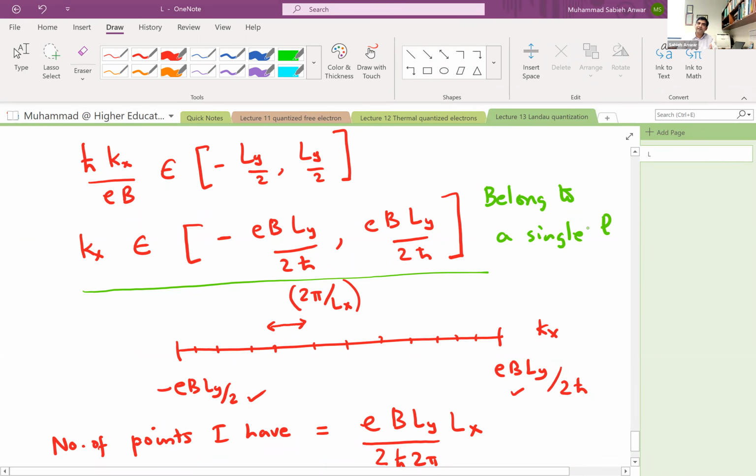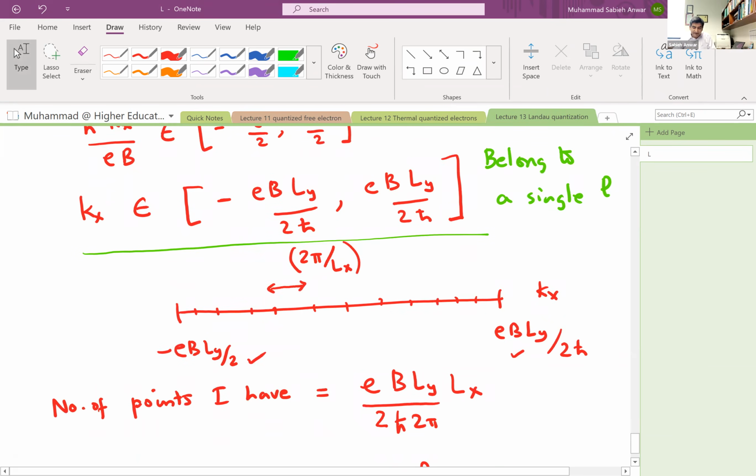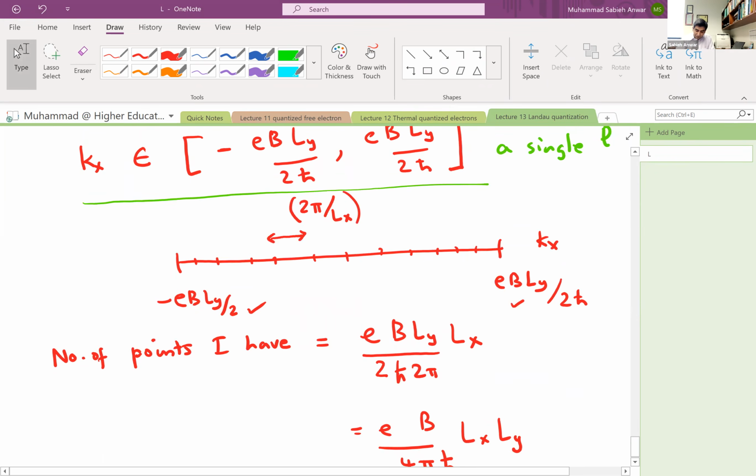For the next L, we'll have a similar expanse of kx's. Okay. So at a fixed magnetic field, at a fixed value of L, this is the range of kx's that are allowed. Now, when I have the range of the kx's that are allowed, I can look at this number line of kx's, and I know the separation between two kx points is going to be 2 pi over Lx. I can count the number of kx points that belong to one value of L.